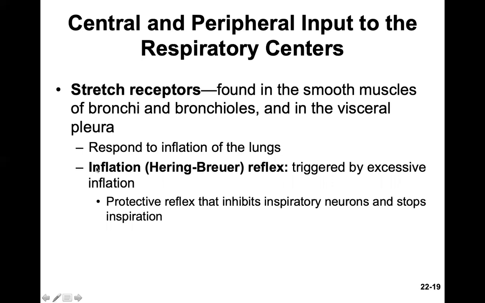Inflation reflex. So this is triggered by an excessive inflation. It's a protective reflex that inhibits the inspiratory neurons and stops inspiration. So if you have too much of this inflation occurring, then your body can slow that down to protect it. And that's called your Hering-Breuer reflex.